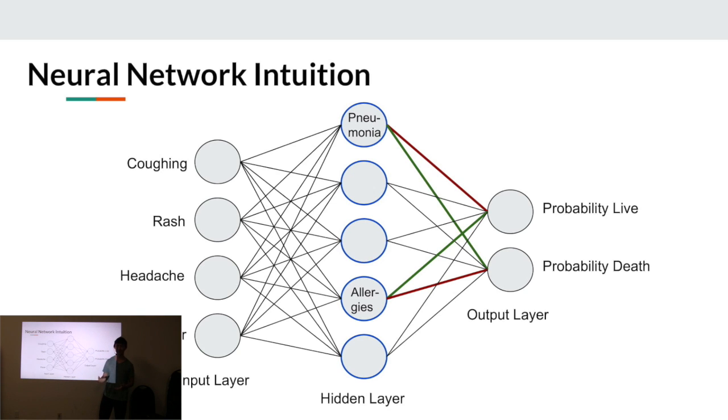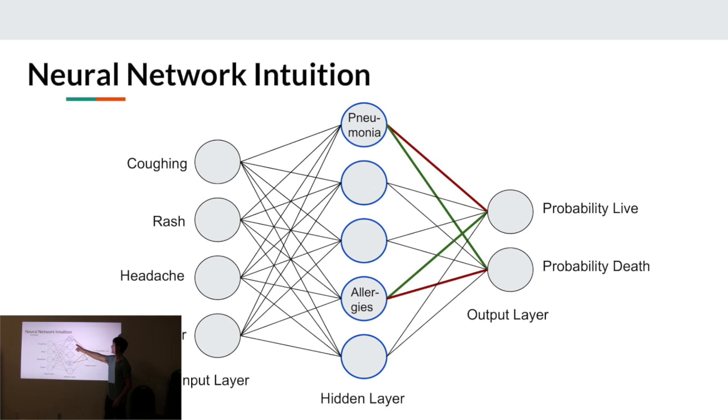Right now it's pretty hard to just do this with coughing, rash, headache, and fever. That's a pretty hard task. If I'm coughing, that doesn't indicate that I'm going to die, but it doesn't indicate that I don't have a deadly disease either. So the way that we do this is by using a hidden layer. Hidden layers represent intermediate aspects that are useful to us.